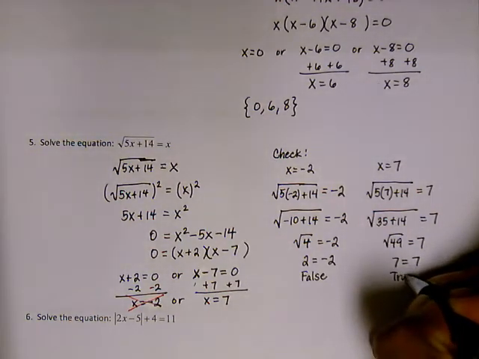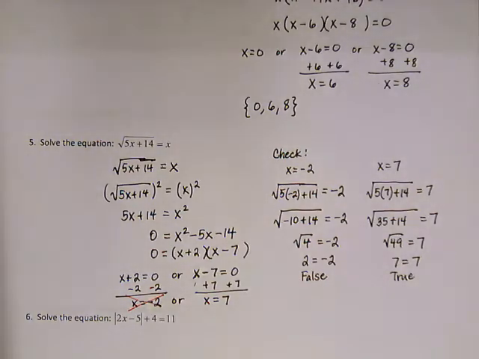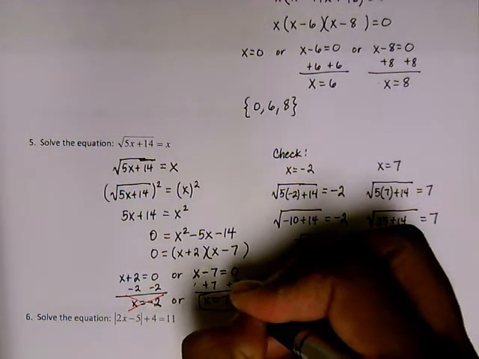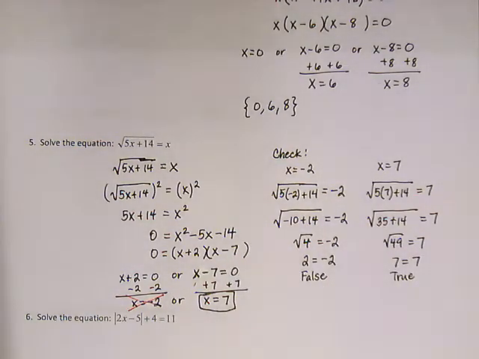And 7 does equal 7, so I do have a true statement here. So that means that x equals 7 is the solution to that radical equation. And that's the only solution to that radical equation. Okay.